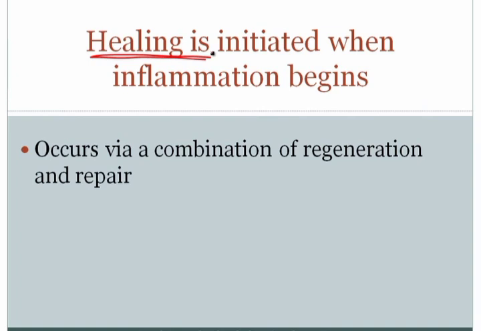Now, it's important to note that healing actually occurs via two processes. It's usually a combination of both. Regeneration, which refers to healing so that we actually replace the damaged tissue with the tissue itself by regenerating it, or repair. The idea with repair is that instead of replacing the tissue with itself, we replace the tissue with a scar, all right, with collagen and fibrosis. And so usually when we have healing, it occurs by a combination of both regeneration and repair.